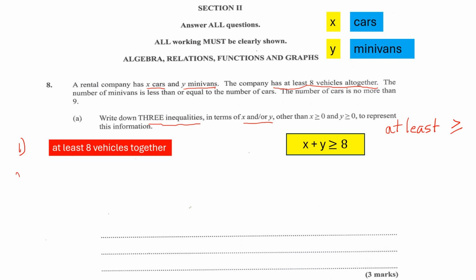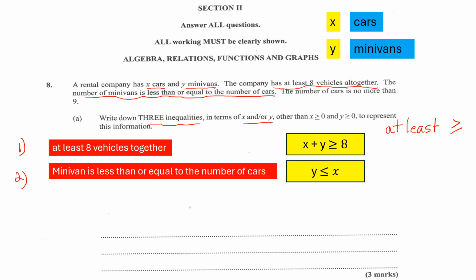Number 2 is the number of minivans is less than or equals to the number of cars. And that is y is less than or equals to x. So remember, y represents minivans. So minivans is less than or equals to. So this is the less than or equals to sign.